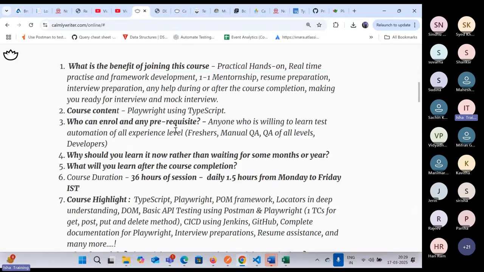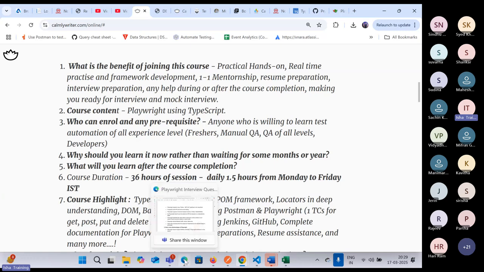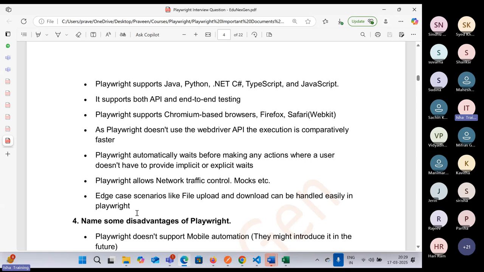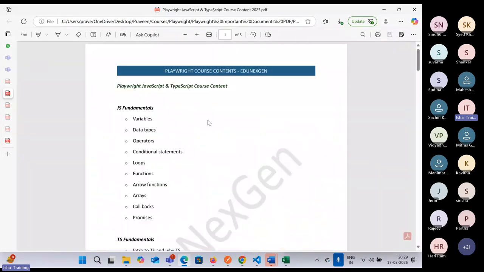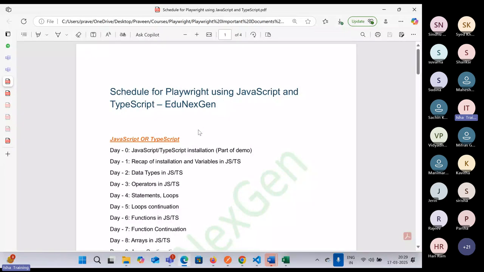So let's go for the course content. What are the things that we'll be covering in terms of the course content? I have prepared it in different ways. One is that we have the course content over here, and second is that we have also scheduled when we'll be starting with what kind of things in our sessions.